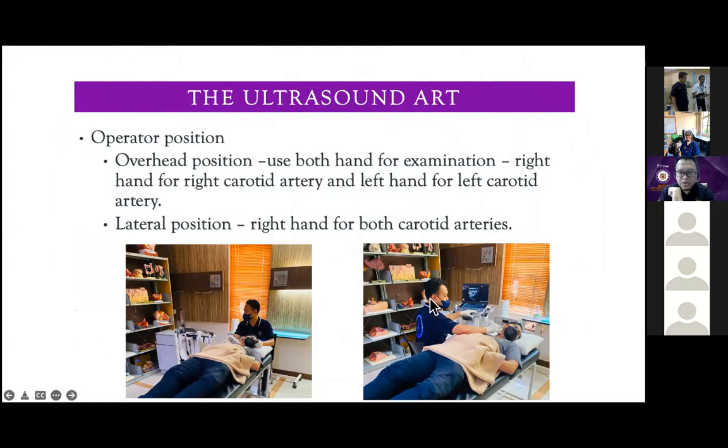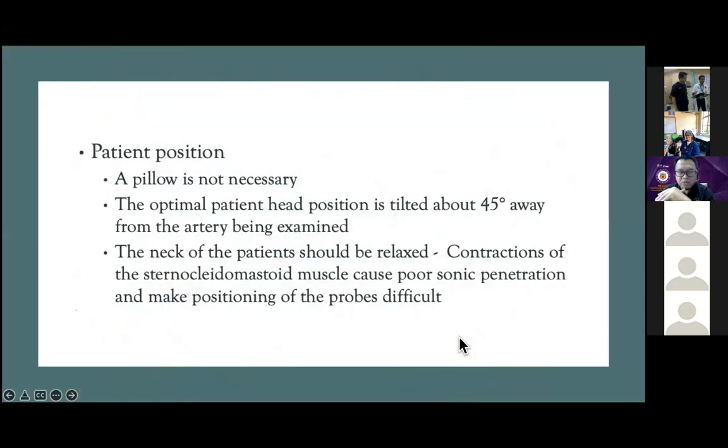Or you may sit in the lateral position, so the right hand is used for both carotid arteries. Normally we commonly sit in the lateral position of the patient. Okay, so how about patient position?